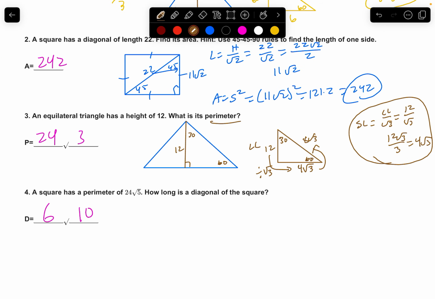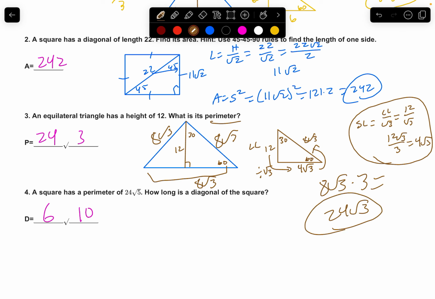They want the perimeter, though. So if one side is 8 root 3, then 8 root 3 would be all the sides, which means the perimeter would be 8 root 3 times 3, which is 24 root 3. Got it. Love it. Let's go.